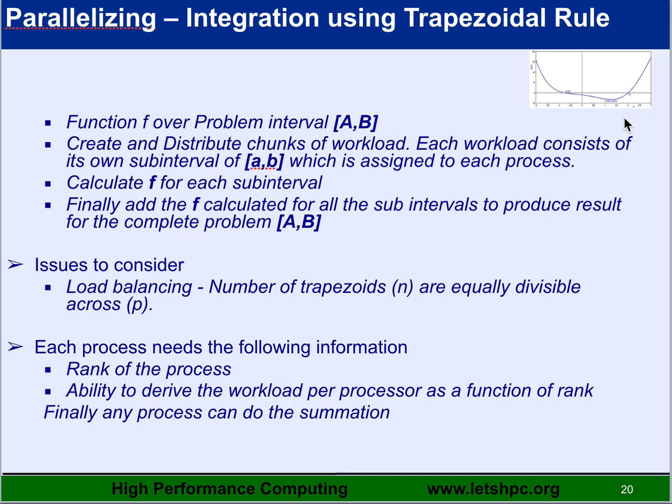So each process needs the following information: the rank of the process, which it can always get using MPI_Comm_rank, and the ability to derive the workload per processor as a function of rank. Any of the processes can take the role of a master process and do the final summation, and that information it can get by using this rank information about a particular process.